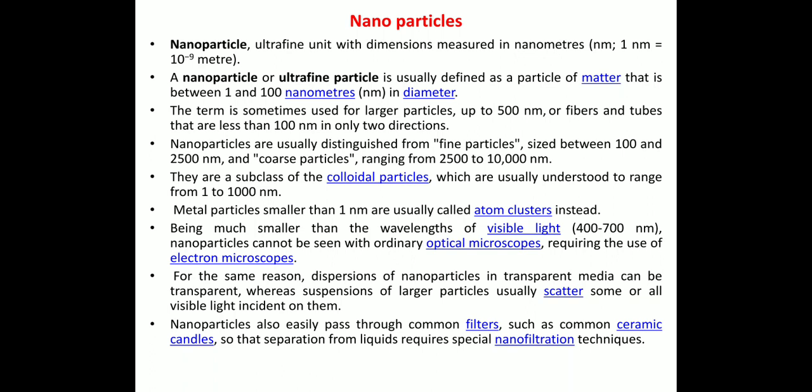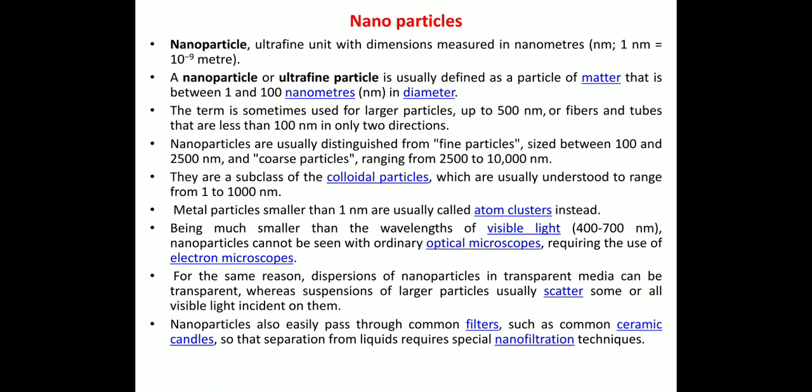Nanoparticles are usually distinguished from fine particles, with sizes between 100 and 2500 nanometers, and coarse particles, which range from 2500 to 10,000 nanometers. They are subclasses of the colloidal particles, which usually range from 1 to 1000 nanometers. Metal particles smaller than 1 nanometer are usually called atom clusters instead, being much smaller than the wavelengths of visible light, that is 400 to 700 nanometers.